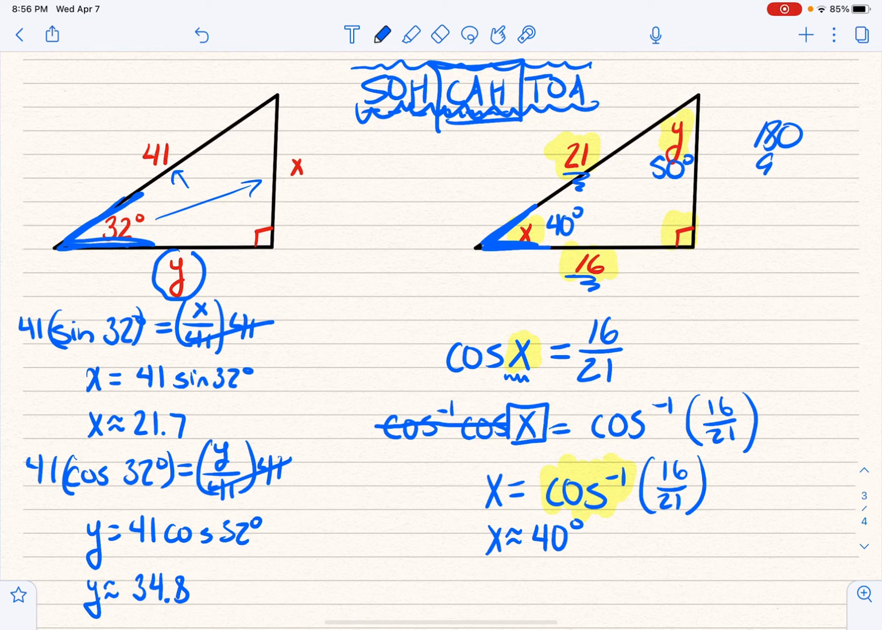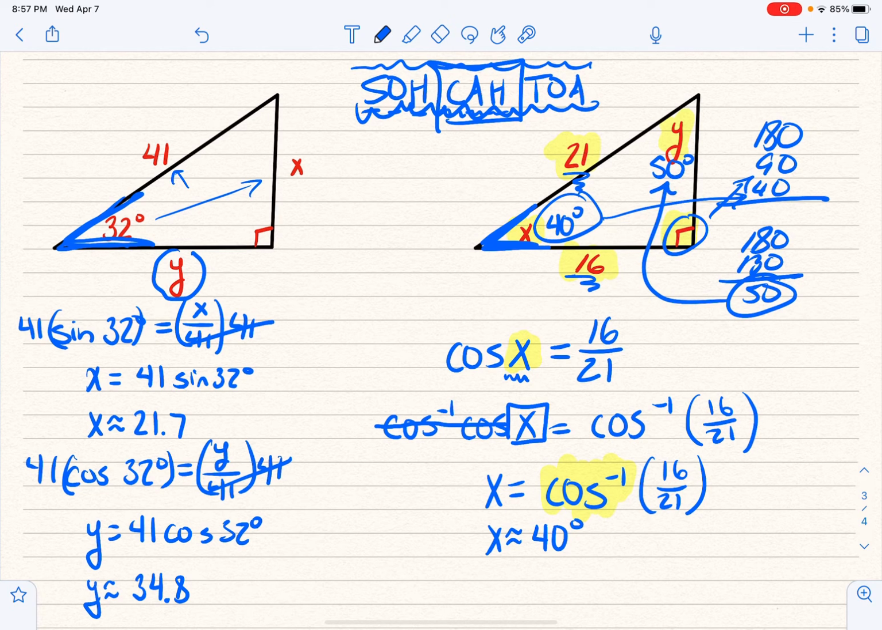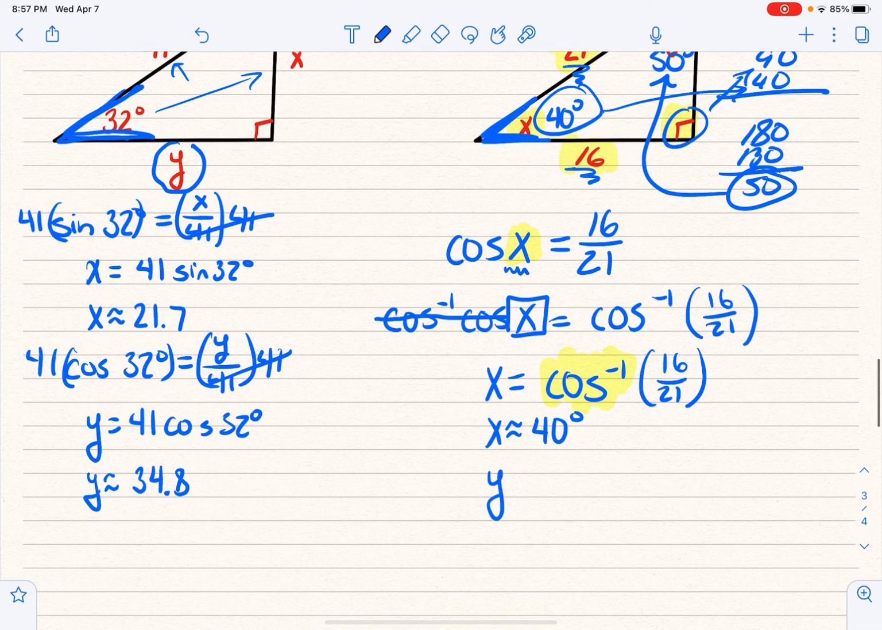So the three angles have to total 180. So I've got 180 minus the 90 minus the 40, okay? Well, 90 and 40 come together to make 130. So I say 180 minus 130 gives me 50 left over. And that's where that comes from, okay? 50 degrees. And so at this point, I would know that y is about 50 degrees.